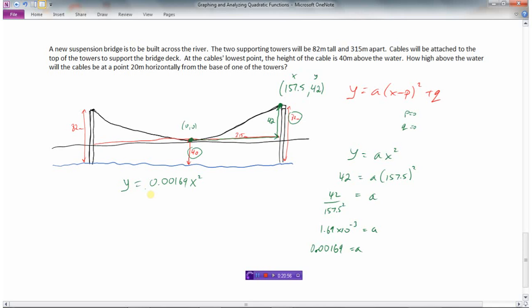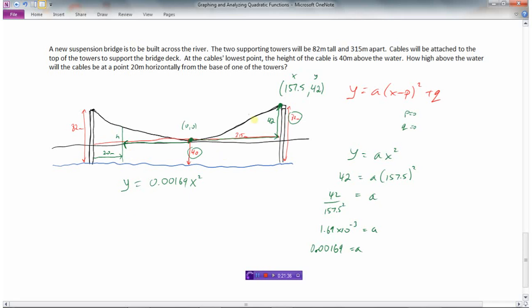Okay, so now that we have an equation to model this parabola, we should be able to find the height of this cable anywhere from the origin. So let's look at what the question asks. How high above the water will the cables be at a point 20 meters horizontally from the base? So it wants to know what would this height be right here when we go 20 meters away from the tower. Well, the problem is we are measuring from 0, 0. This is our vertex here. So we need to know how far is this distance here.